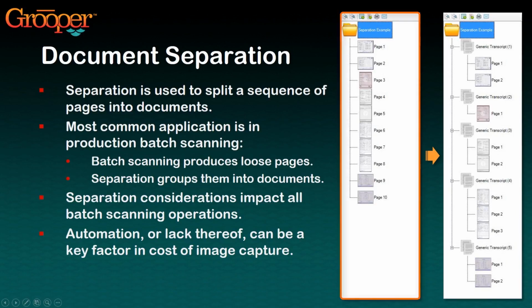For example, scanning a stack of college transcripts produces a batch containing 10 loose pages. Separation is the mechanism that assembles the pages into individual documents. Separation considerations impact virtually all production image capture projects. Automation, or lack thereof, can be a key factor in the overall cost of document scanning operations.